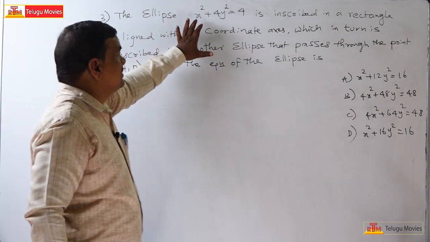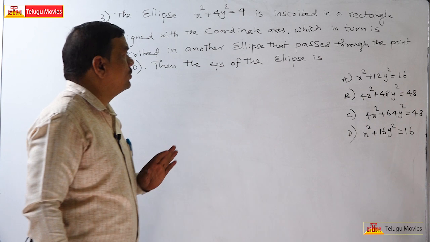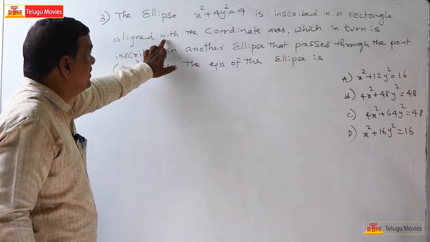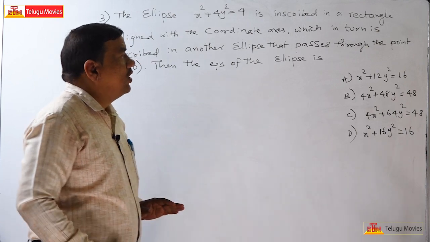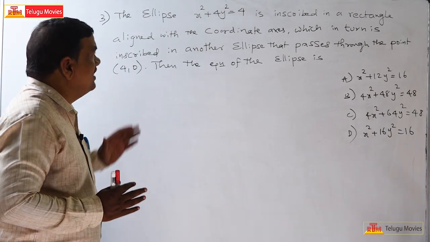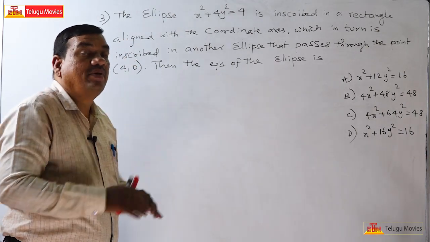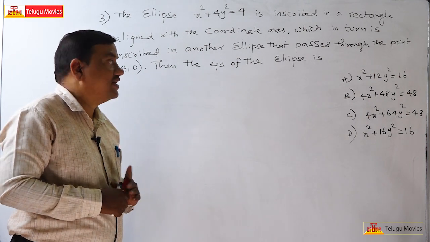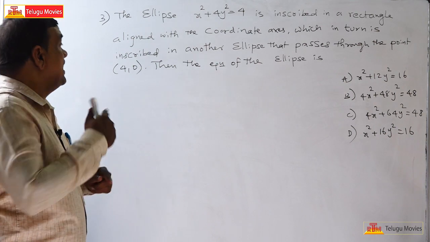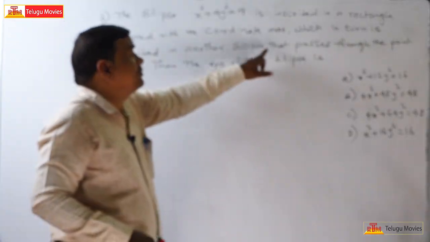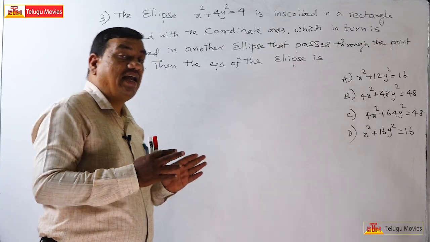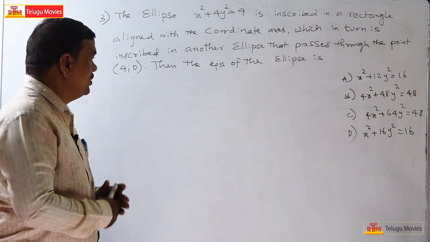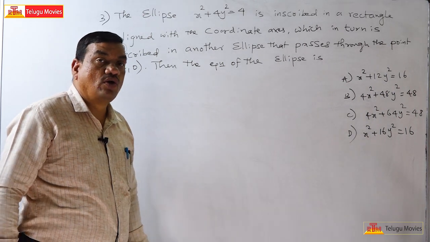The ellipse x square plus 4y square is equal to 4 is inscribed in a rectangle aligned with the coordinate axis. First of all, the ellipse is inscribed in a rectangle. That rectangle is in turn inscribed in another ellipse which passes through the point 4 comma 0. Then the equation of the ellipse is.